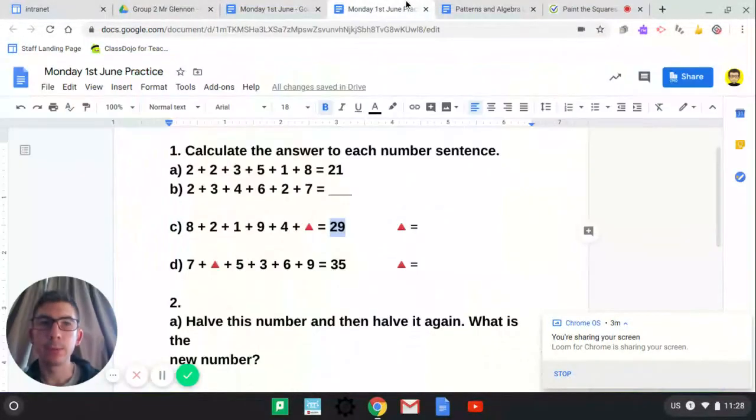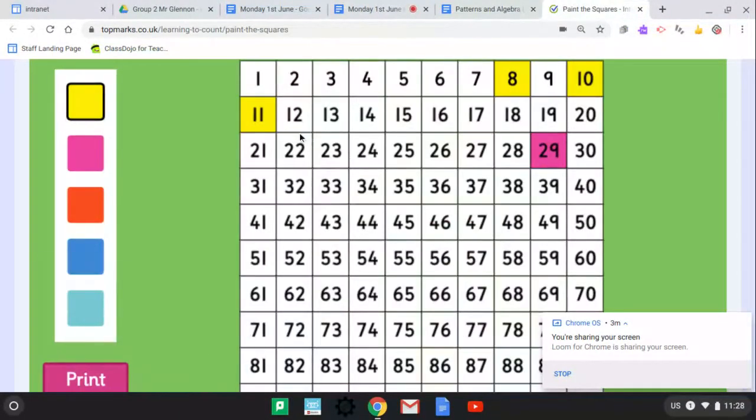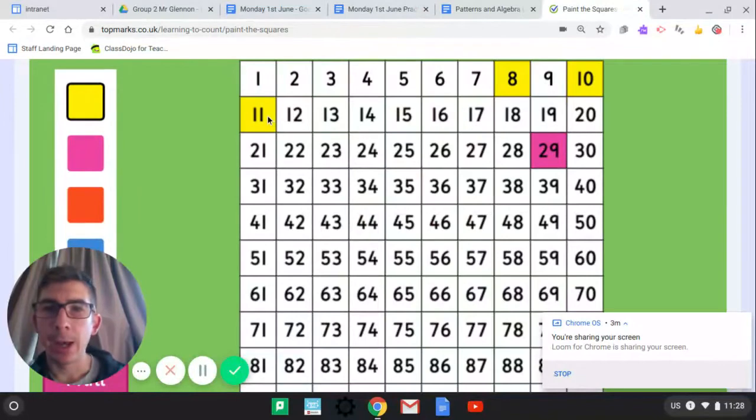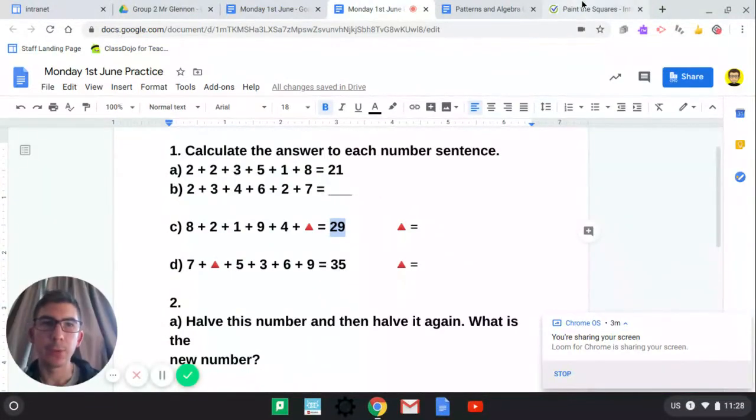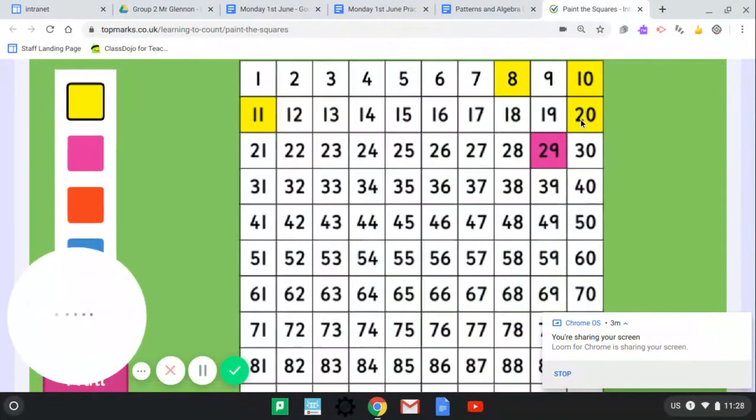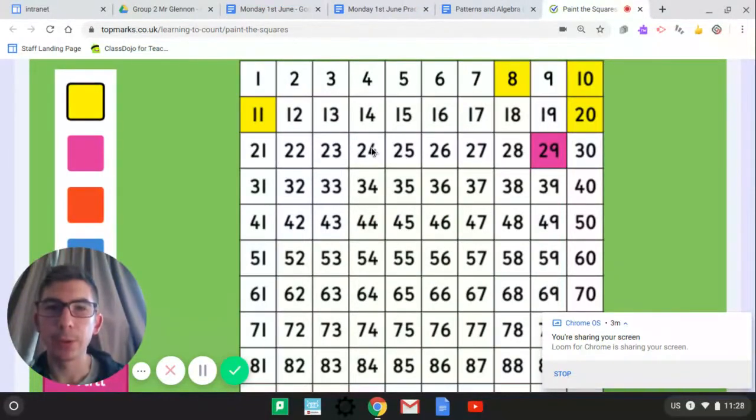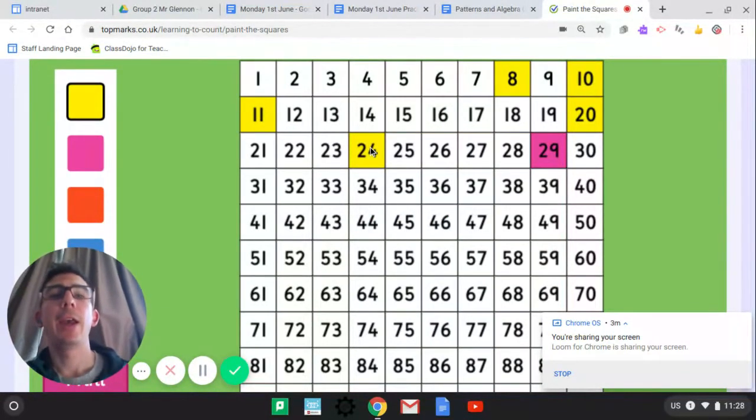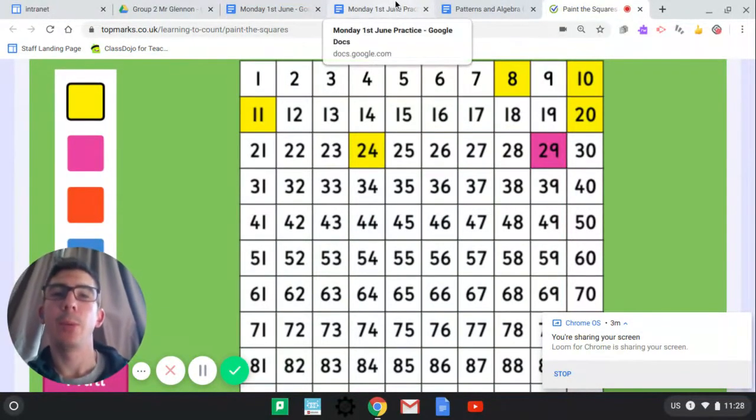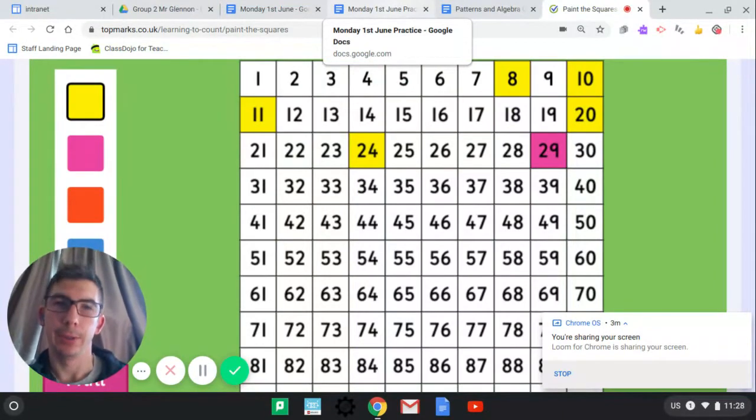I'm going to go back and check. And I've got plus 9 plus 4. So plus 9. I know if I'm on 11 and I add 9, straight up to 20. 1, 2, 3, 4, 5, 6, 7, 8, 9. And just double check that last one. Plus 4. So I'm on 20. 20 plus 4 is 24. And now I need to figure out what that little triangle is.